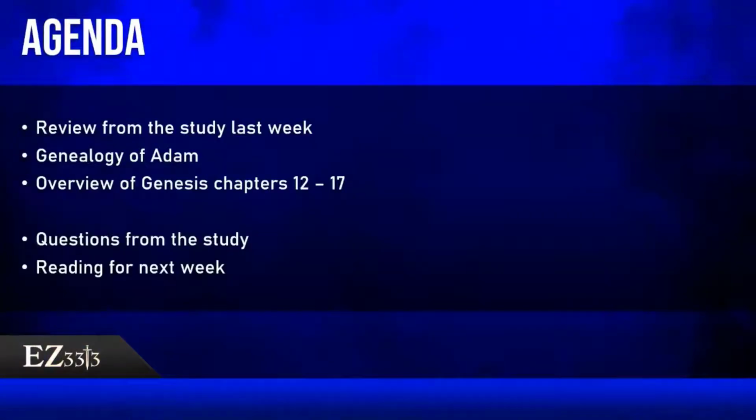So the agenda is we're going to review the study from last week. We'll look at the genealogy of Adam. We have to get really good with the genealogy because since we're dealing with a real story and real history, the more names we know, the easier we'll be able to look through history books and find these people. We'll take a look at an overview of Genesis chapters 12 to 17. So that was our reading for this week. We'll look at questions from the study, if there are any questions that came in, and then reading for next week.